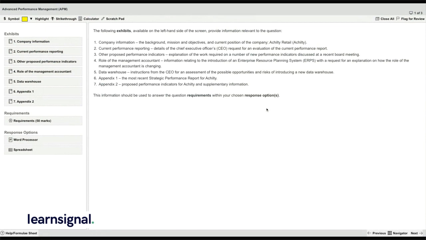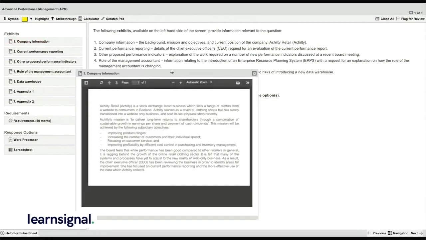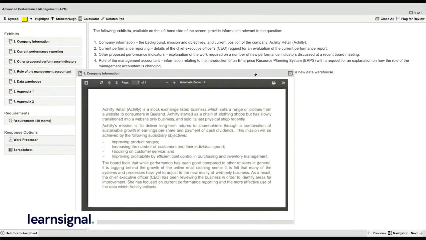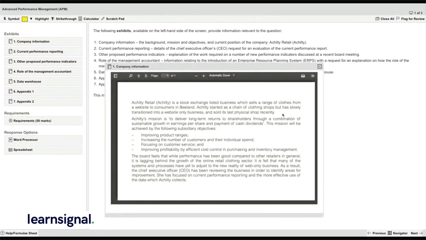As we move on to look at the company information, we find out that Akilti is a listed clothes selling business which has sold its last physical shop recently, slowly transitioning into a website-only business selling clothes directly to consumers.